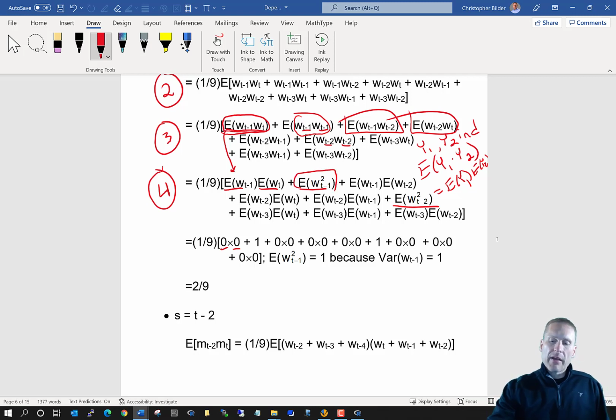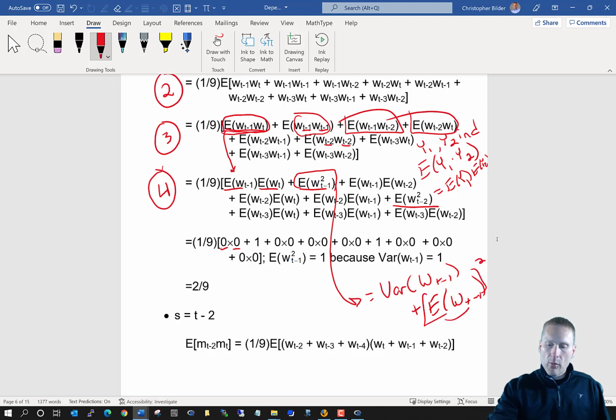And then the expected value of w sub t squared, or expected value of w sub t minus 1 squared, remember what that is. That would be equal to the variance of w sub t minus 1 plus the expected value of w sub t minus 1, that quantity squared. We know that this expected value is 0. We also know the variance is equal to 1. So then this expected value is equal to 1. Okay. So if you go through the math, you're going to see just 2 1s that pop up. And so my overall autocovariance then happens to be 2 9ths.